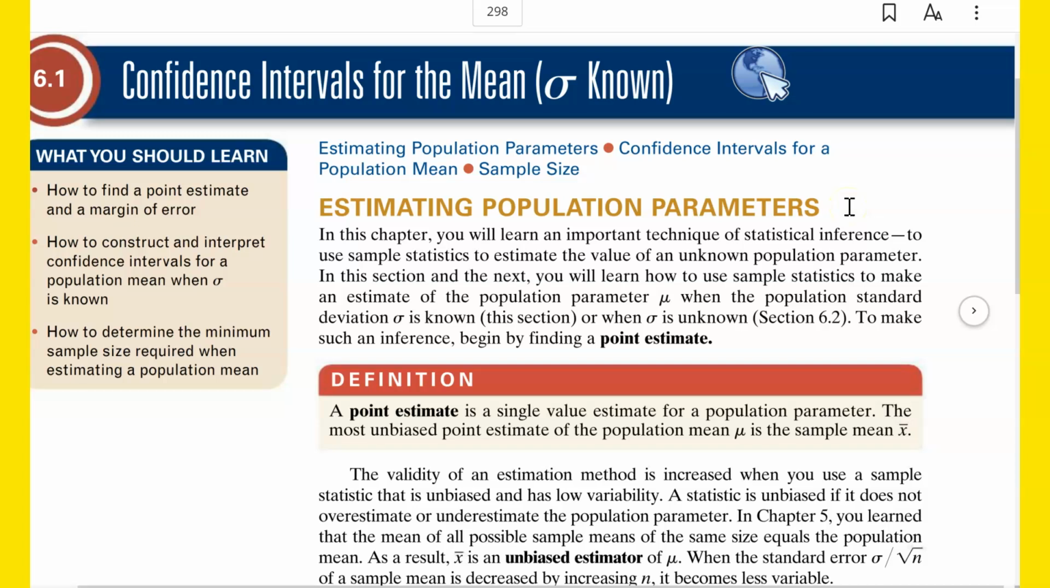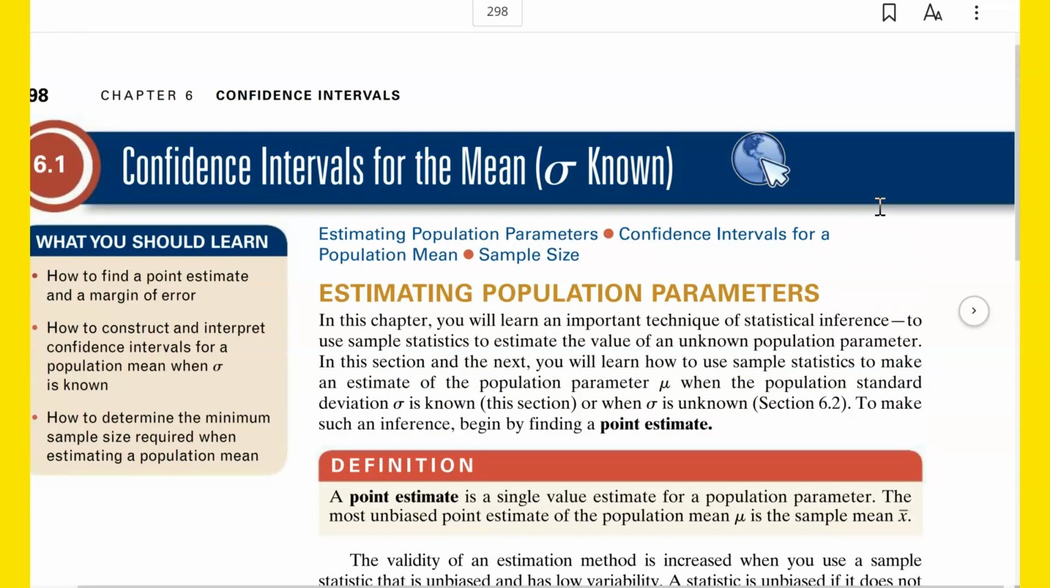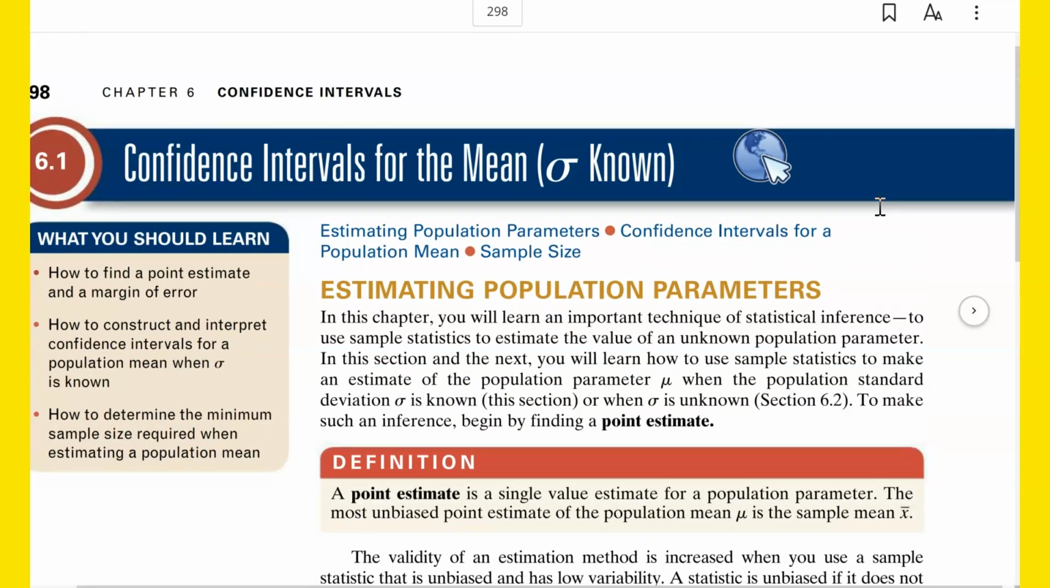Hello, Math 200 students. We are looking at Chapter 6 today. Chapter 6 is about confidence intervals for the mean, or confidence intervals for the standard deviation, confidence intervals in general.